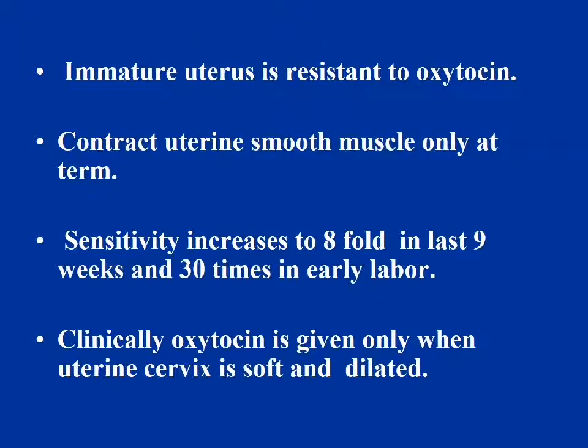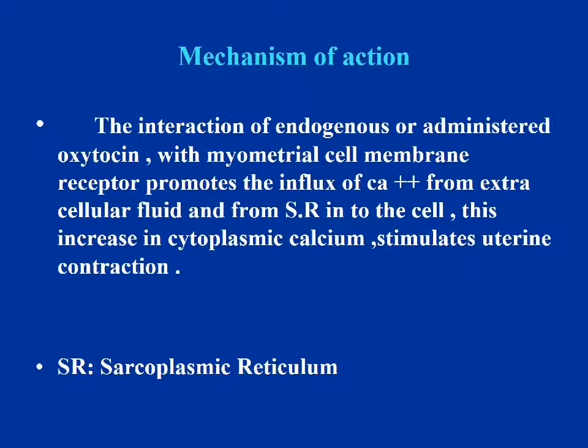Immature uterus is resistant to oxytocin. It contracts uterine smooth muscles only at term. Sensitivity increases 8-fold in the last 9 weeks and 30 times in early labor. Clinically, oxytocin is given only when the uterine cervix is soft and dilated. Don't ever give oxytocin when the uterine cervix is hard or not dilated. These are prerequisites which must be fulfilled for giving oxytocin.